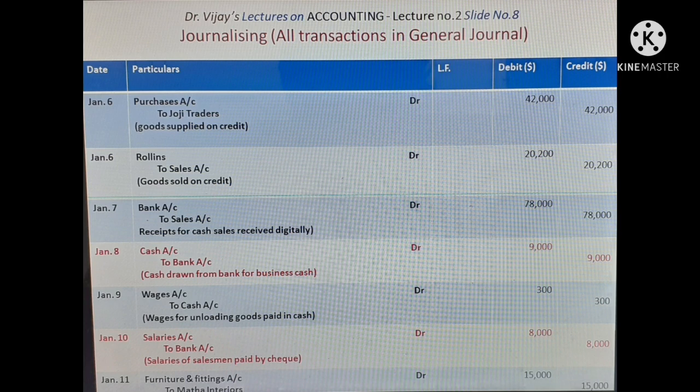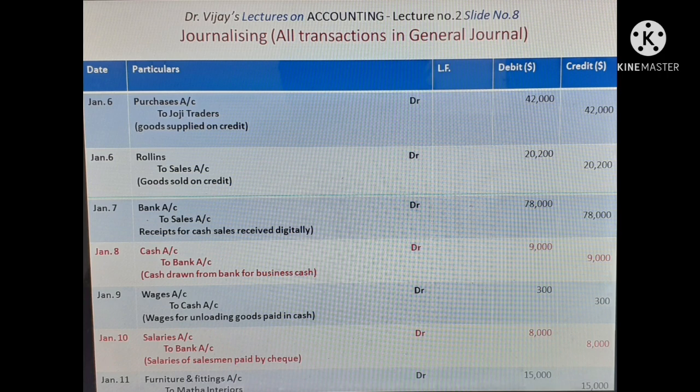Next is cash drawn from bank for business use. So cash comes in, so cash account to be debited. For a real account, debit what comes in. Now, bank is the giver. Money comes from the bank. Bank is the giver, so bank account to be credited. So cash account debtor to bank account. Next transaction, wages paid for workers. Wages is an expenditure, nominal account to be debited. Cash goes out, so cash account to be credited. So wages account debtor to cash.